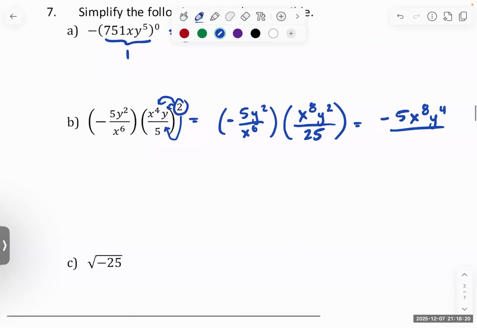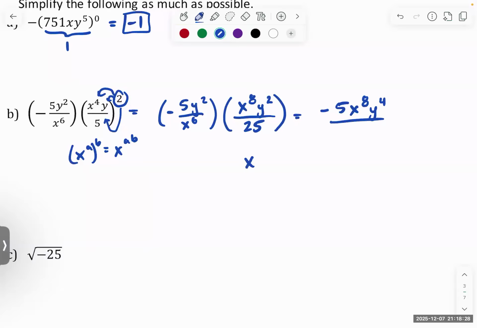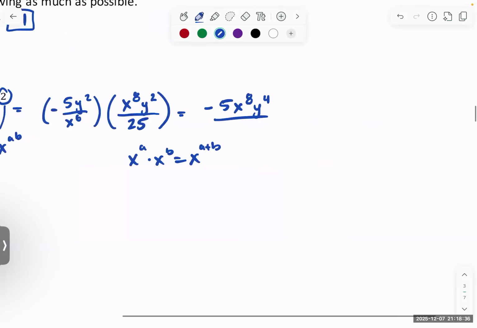I should explain from here we have x to the power a to the power b, which equals x to the power ab. And from here what we did, this was from x to the power a times x to the power b, which is equal to x to the power a plus b. And this is 25 x to the power 6.